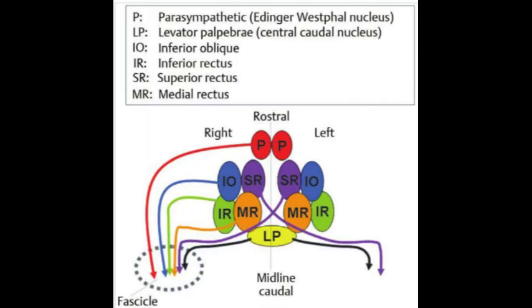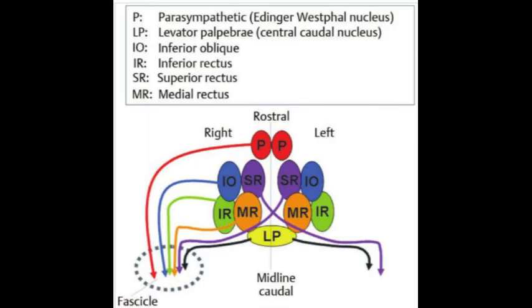Now, they occur in pairs. We have a pair for the inferior rectus muscle, so we call it the inferior rectus subnuclei. We have a pair for the inferior oblique subnuclei. We have a pair for the medial rectus subnuclei, and these three actually supply their respective muscles ipsilaterally. So the inferior oblique subnuclei, the inferior rectus subnuclei, and the medial rectus subnuclei all innervate their respective muscles ipsilaterally. That means that damage in these subnuclei will cause ipsilateral loss of function in the respective muscle.